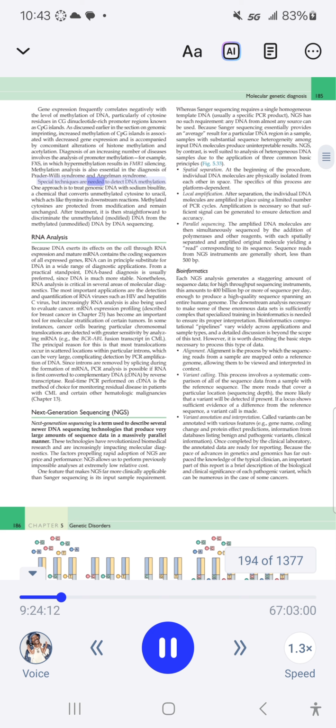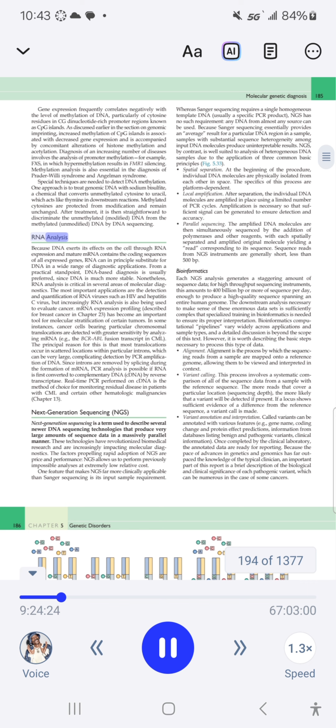Special techniques are needed to detect DNA methylation. One approach is to treat genomic DNA with sodium bisulfite, a chemical that converts unmethylated cytosine to uracil, which acts like thymine in downstream reactions. Methylated cytosines are protected from modification and remain unchanged. After treatment, it is then straightforward to discriminate the unmethylated modified DNA from the methylated unmodified DNA by DNA sequencing.